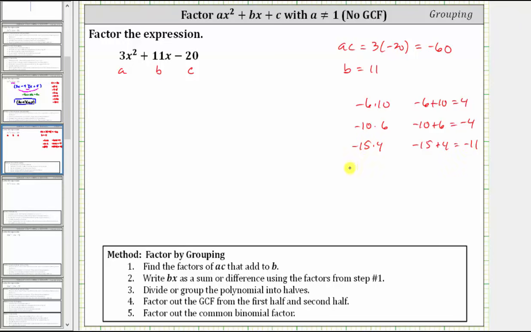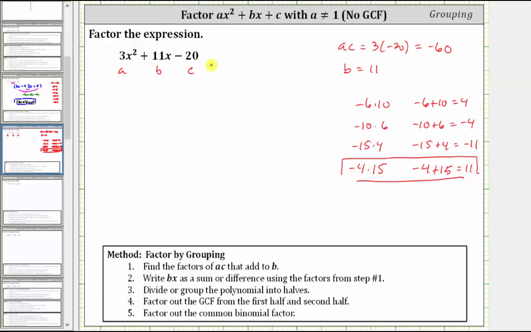So let's try negative 4 times positive 15, which is negative 60, and negative 4 plus 15 is positive 11, and therefore the two factors we need are negative 4 and positive 15. And now we use these two factors to rewrite the middle term 11x as negative 4x plus 15x.